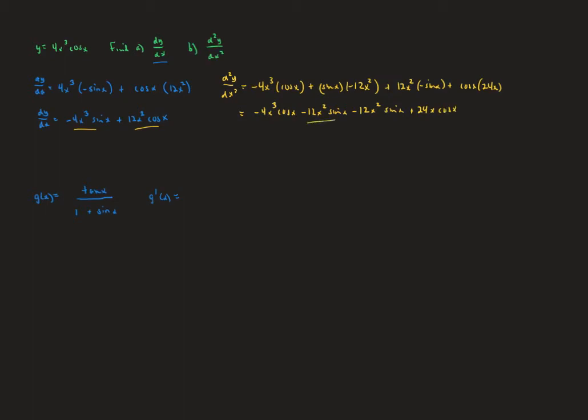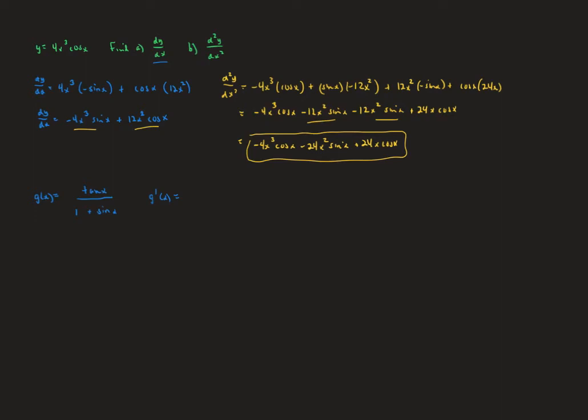We see that we have a couple of these that are like terms, so we should combine those. So that is going to become a negative 4x cubed cosine x minus 24x squared sine x, and then a plus 24x cosine x. And that's going to be our second derivative right there. Okay, on to the next one.